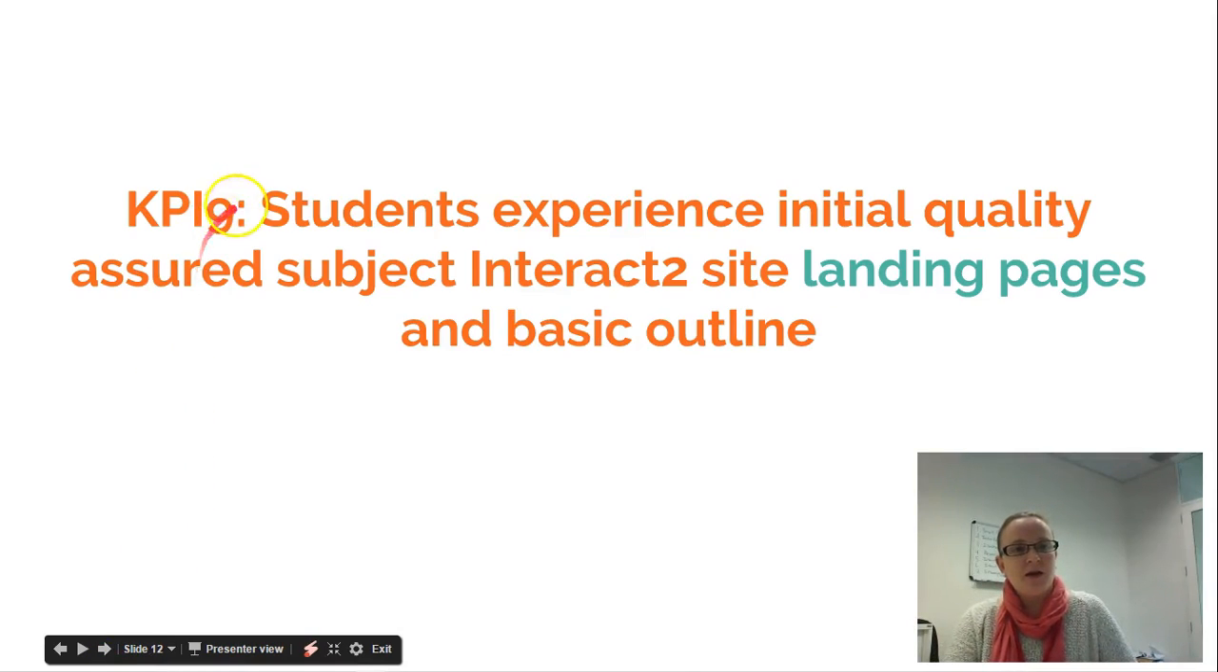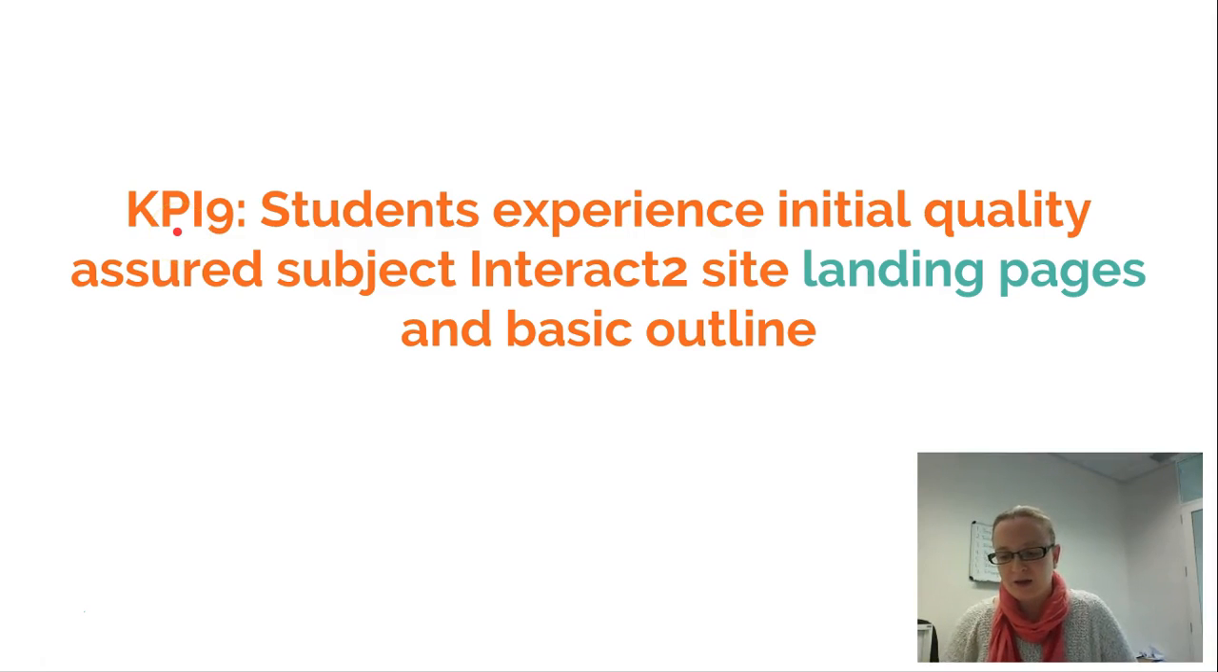Okay, so KPI 9, the numbering isn't in any particular order. This is the order that they would have appeared when you saw the full KPI list from 1 to 12. So the online team are just focusing on 3 of these KPIs. So KPI 9 states that students will experience initial quality assured subject interact to landing pages and basic outline. You may wonder what basic outline means. We have taken that to mean the overall navigation, so the left-hand navigation menu of our I2 sites.